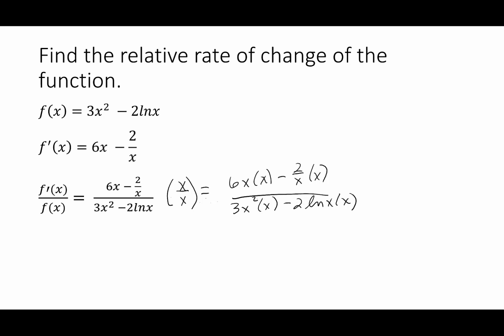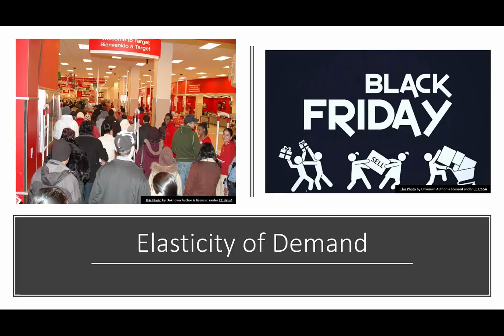So the 6x times x, that'll be 6x squared. This x cancels this x. We cleared that complex fraction. We're going to put the x squared and the x together to get 3x cubed. And this x, I'm just going to bring it over by the 2 so you don't get it confused with the natural log. So it'll look like this. I have 6x squared minus 2 over 3x cubed minus 2x natural log of x. Don't worry, we're not graphing that one.